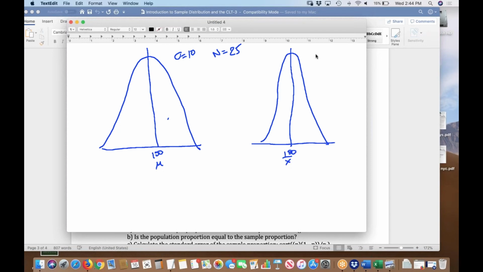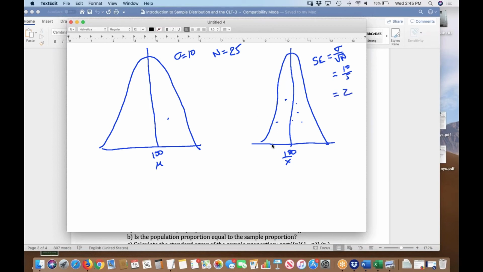But the standard deviation, we're not going to call it standard deviation anymore. The standard error, the standard deviation of all these means that were based on a sample of size 25, is going to be much smaller than our standard deviation. It's going to be equal to our standard deviation divided by the square root of the sample size, which in this case is 10 divided by the square root of 25, which is 5, is equal to 2. Well, what does that tell us?